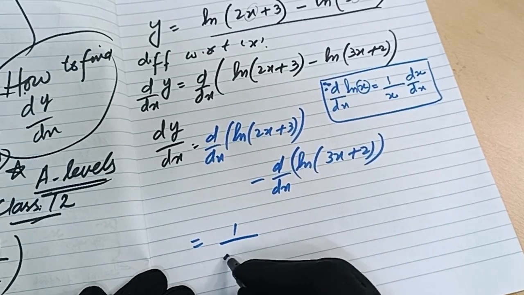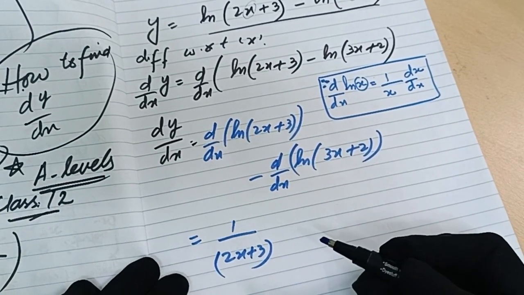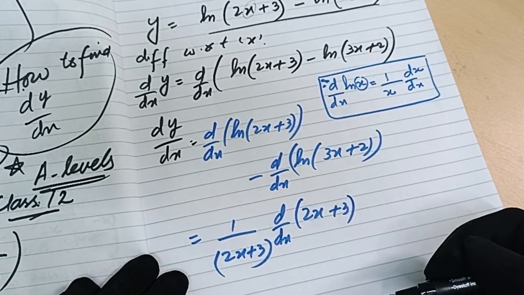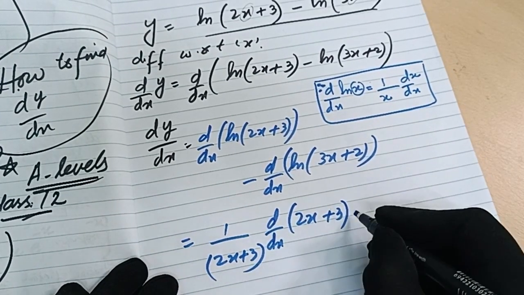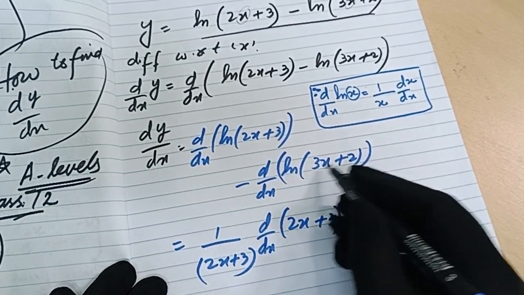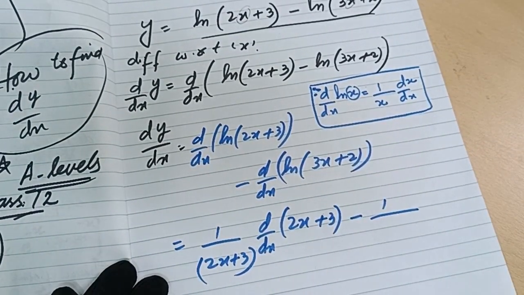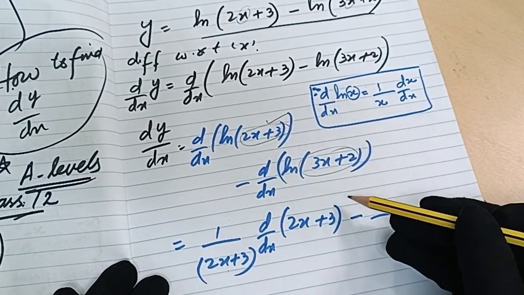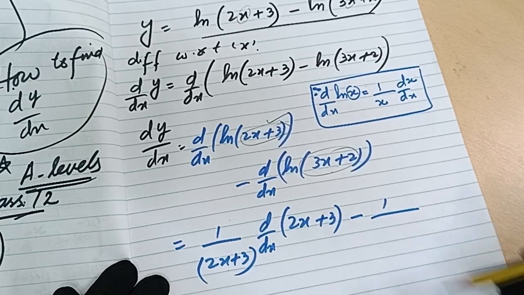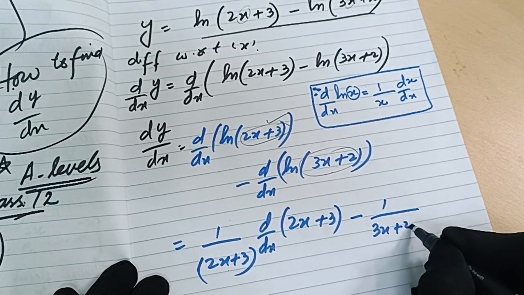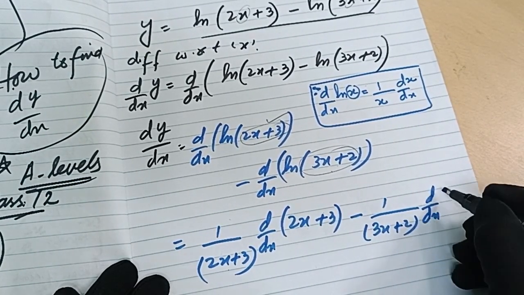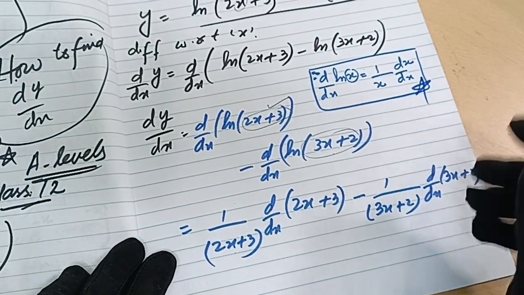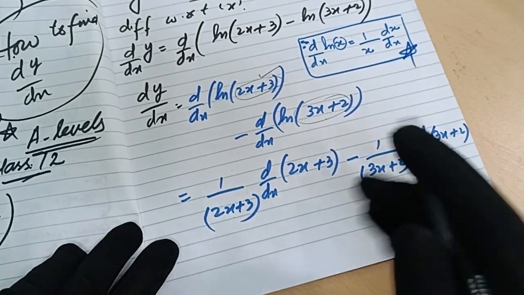Now the derivative of natural log is 1 over 2x plus 3 times the derivative of 2x plus 3, minus the derivative of this natural log, which means 1 over 3x plus 2 times the derivative of 3x plus 2, using this formula. Hopefully you understand over here.